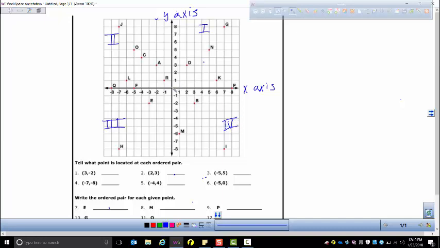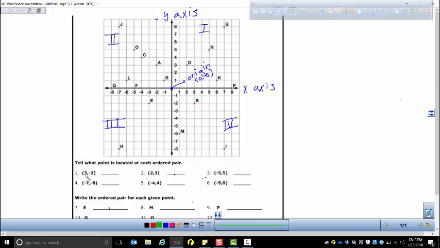And in the middle of the coordinate plane is the point we call the origin. It's the original point where we start from. Its ordered pair is 0, 0. That's where everything is 0. So let's do a little practice. So the first question asks us to tell what point is located at each ordered pair.